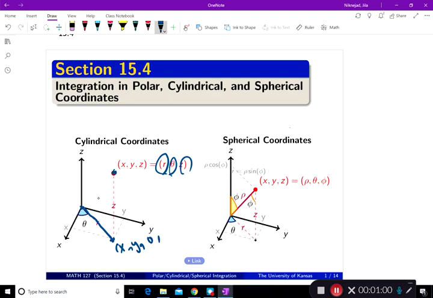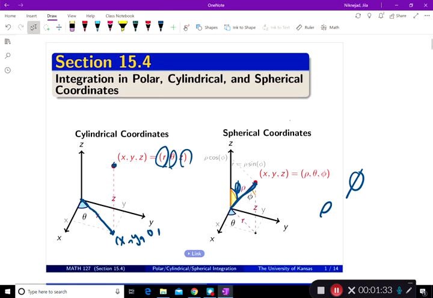Now, spherical coordinates. With spherical coordinates, you connect the point to the origin first. Then the angle made by the connection and the z-axis, this angle is going to be phi. And the distance of the point itself from the origin is going to be rho. Again, phi looks like this, rho looks like that. Now, how do we convert? We still need a theta in there.